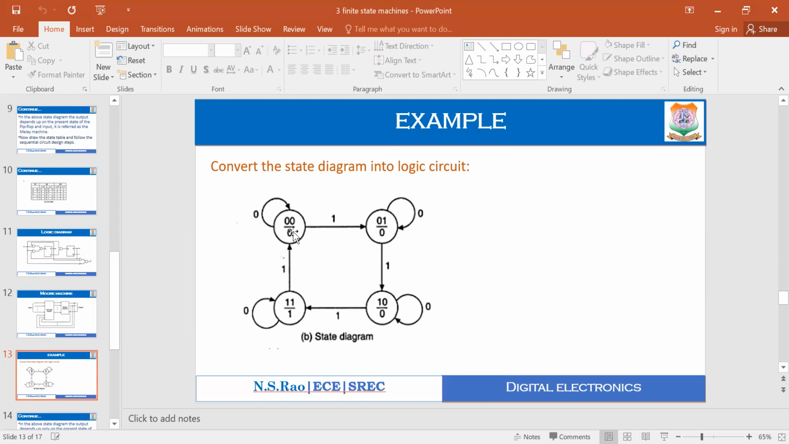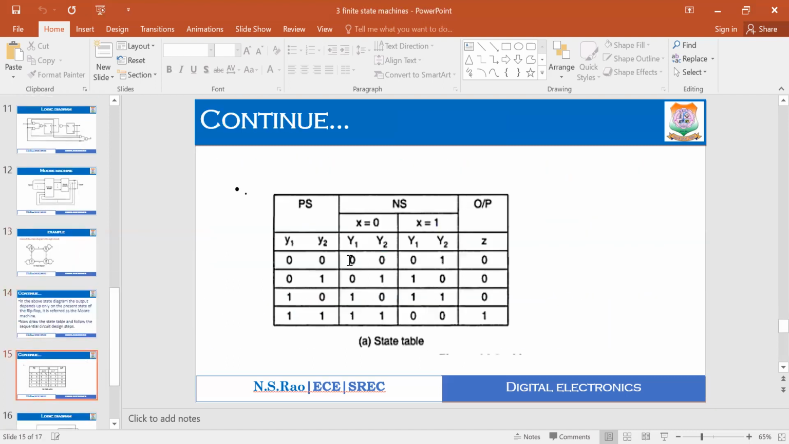It is 0 0 per 0, meaning the output is constant for every state. The 0 0 state moves to the 0 0 state when the condition is 0. And the 0 0 state moves to the 0 1 state when the condition is 1 here. Similarly, you can draw the state table. And this is the state table.